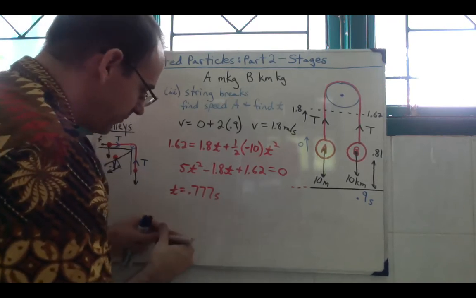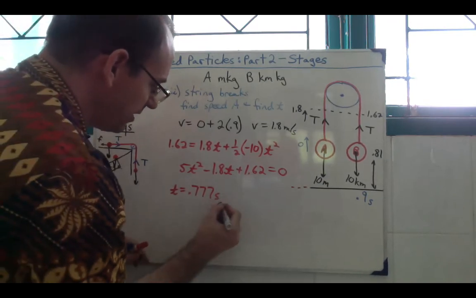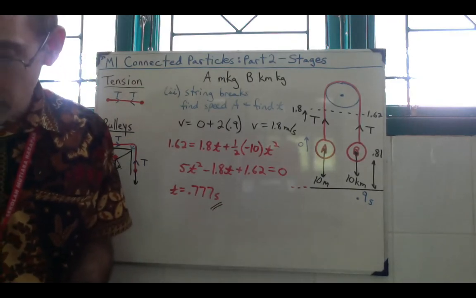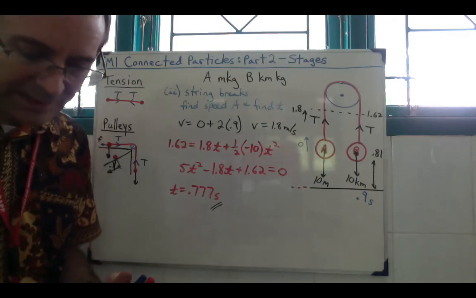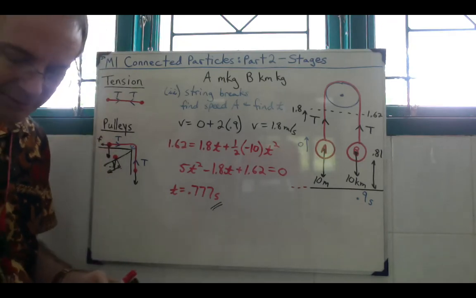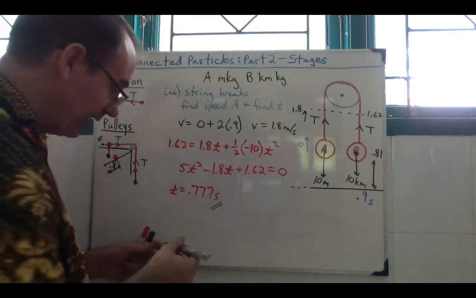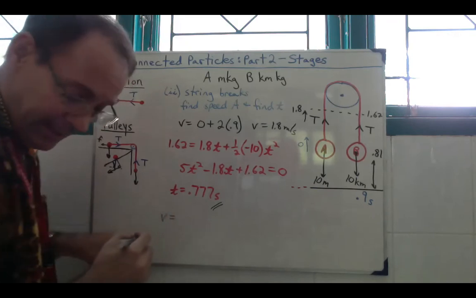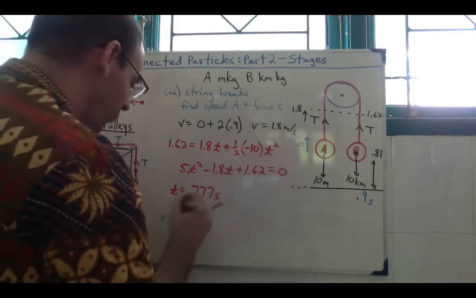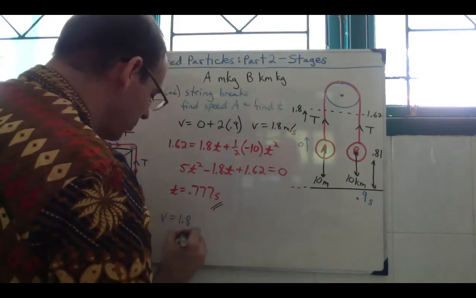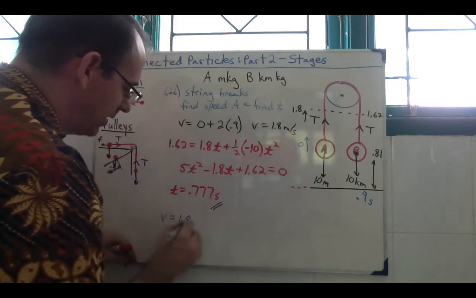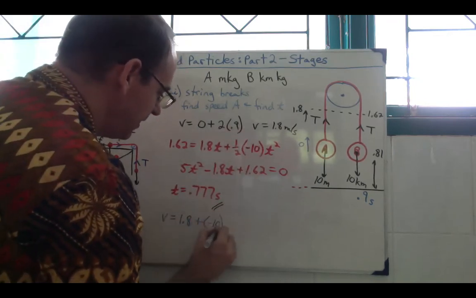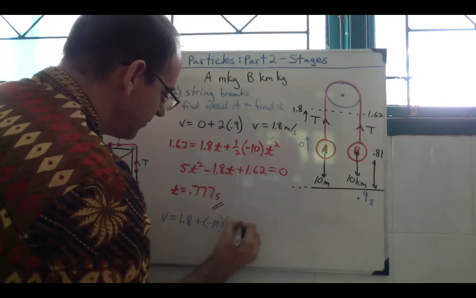So this is the first part of our answer, the amount of time that it takes to get to the ground. And now we want to look at the final velocity at which it hit the ground. So our final velocity equals our initial velocity, and our initial velocity was the 1.8 going away. So v equals u plus at. Our acceleration is a negative 10, and our time is 0.777.